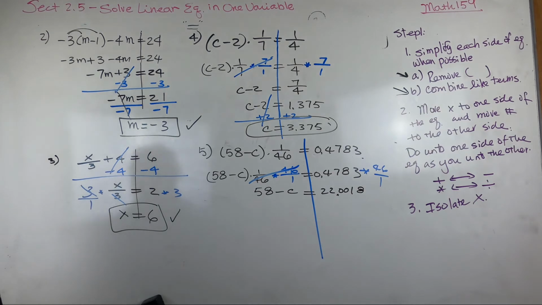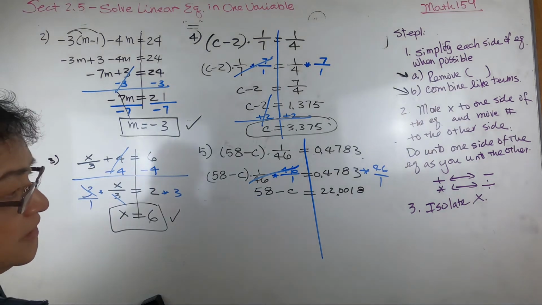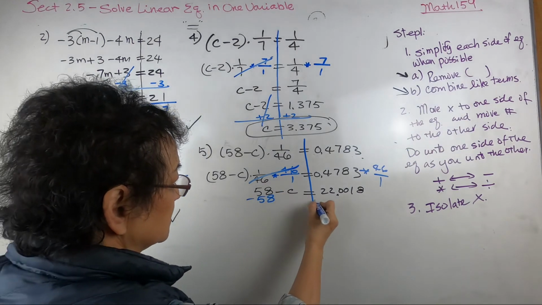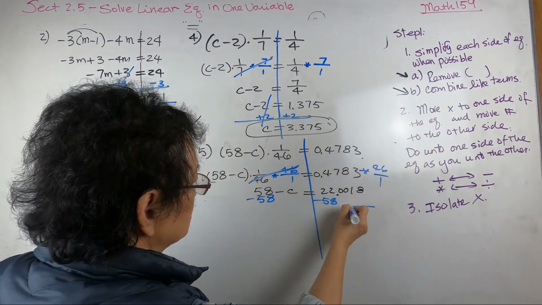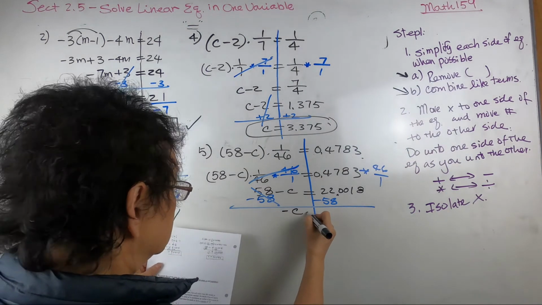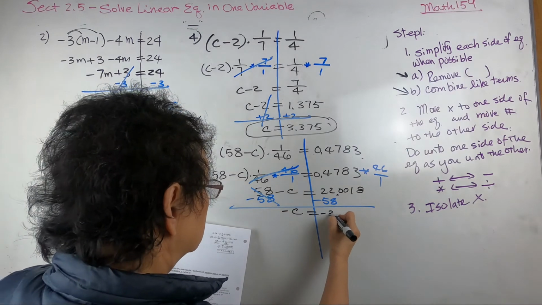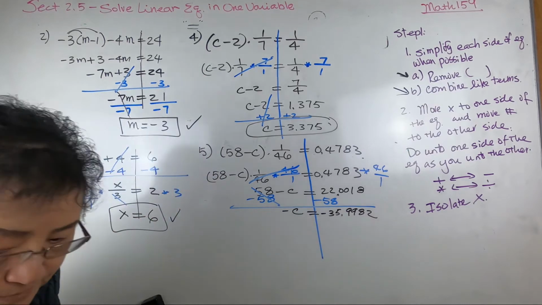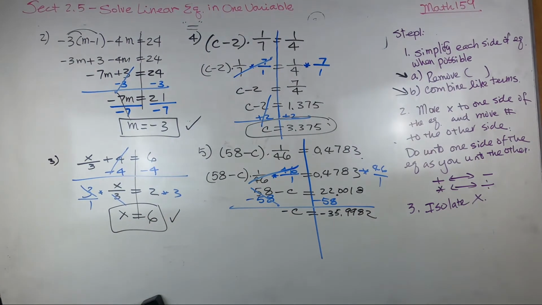Now, what do you think? To get c by itself, you have to get rid of 58. 58 is positive, so you minus 58. Then you use your calculator, right, to find the answer. So this one is negative c equals, you will have negative 35.9982 here. Okay?